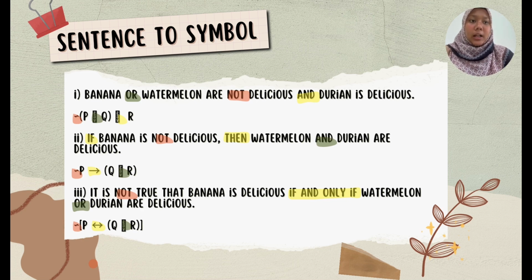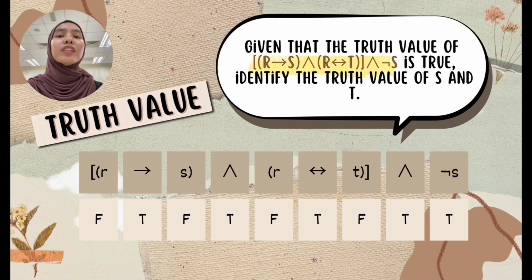The second one, if banana is not delicious, then watermelon and durian are delicious. The answer is not P, implies Q and R. The third one, it is not true that banana is delicious if and only if watermelon or durian are delicious. So the answer is not P, the symbol of biconditional, Q or R. Okay, now we move to the true value.